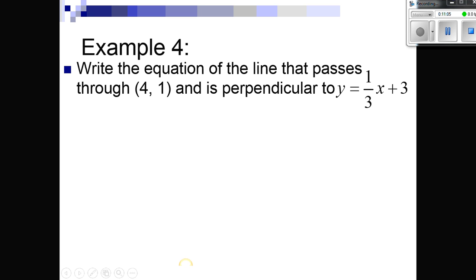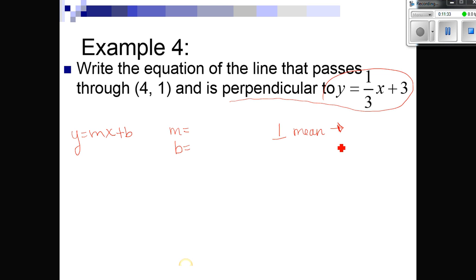Well, first of all, we need to find our key pieces of information that we're looking for. And remember, those key pieces of information are the slope and the y-intercept. Well, the first thing I'm going to do is look at this perpendicular line and see if this random line can help us with something. Well, what does perpendicular mean? If we remember from yesterday's video, perpendicular means that the slopes are opposite and reciprocals.